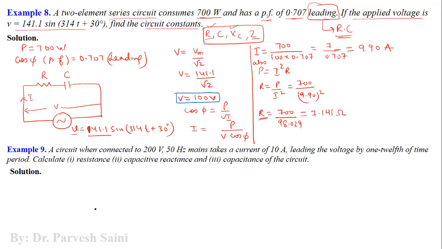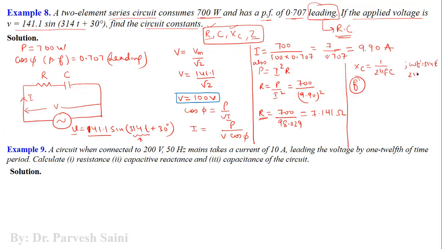This is one circuit constant we have got. Now similarly, we can find out the value of XC also, right? To find out the value of XC, because XC is equal to 1 upon 2 pi FC. So F can be obtained by using this equation. So here if you see, omega t is equal to 314t. So it is 2 pi.